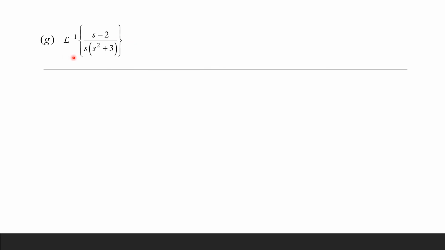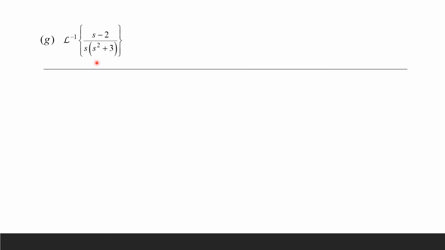Find the inverse of (s − 2) divided by s times (s² + 3). This is a rational function and the denominator contains a product of two factors. One of these is a linear factor, s, of degree 1, and the other is a quadratic, s² + 3, of degree 2. To find the inverse of this function, we must firstly decompose it into a sum of partial fractions because the denominator contains a product of two different factors.